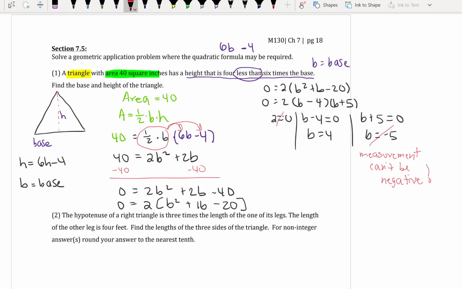So the base here would have to be 4, and it's in inches. So base is equal to 4 inches.